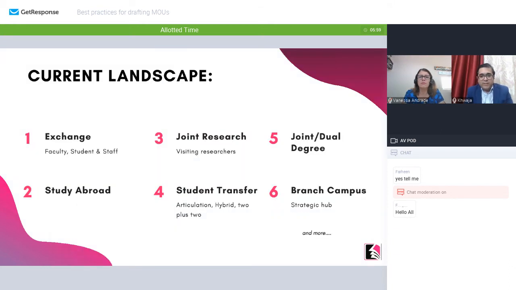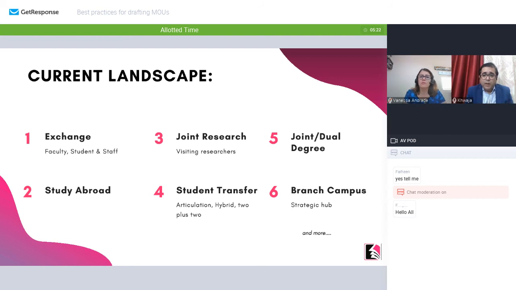So can we move to the next slide, please? All right. So here are some of the possible collaborations that can take place. Of course, there could be more, but these are the common ones that we see happening. So yes, there could be exchange. It could be faculty, student, or staff exchange. Then something very common is study abroad, students from US institutions going and studying in different places across the globe.